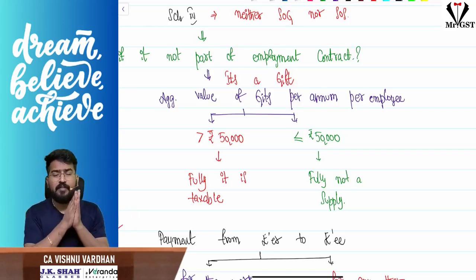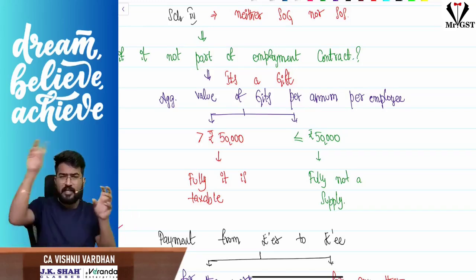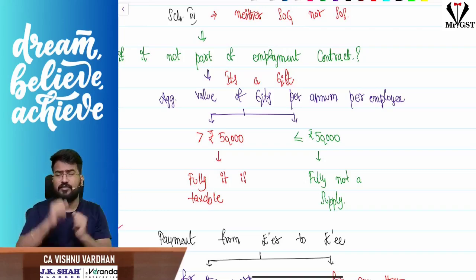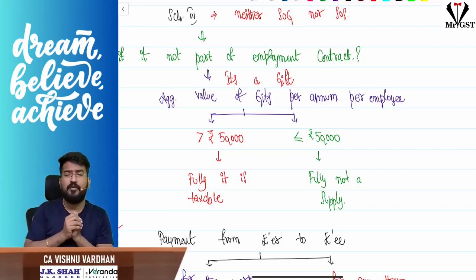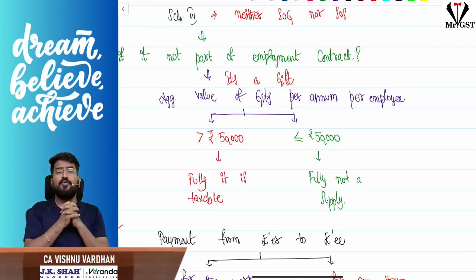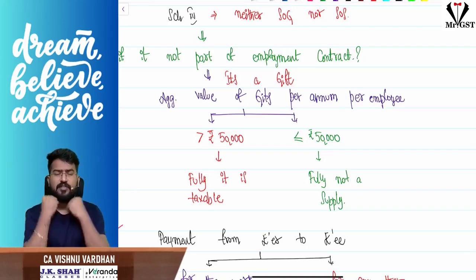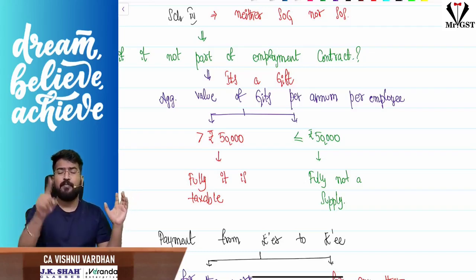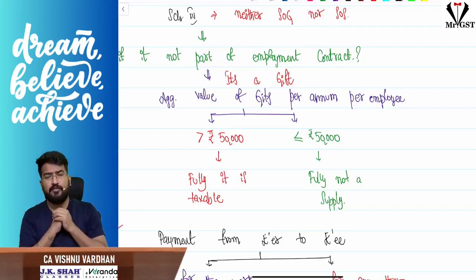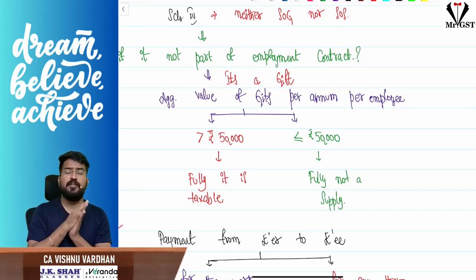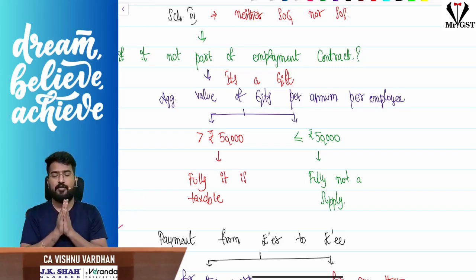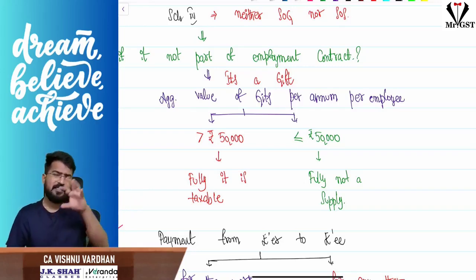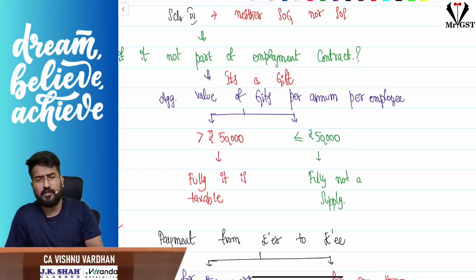But I repeat, it is the aggregate of all gifts given in the year. If you give 10,000 once, another time 5,000, another time 20,000, you add all these and see. If it exceeds 50,000, let us assume it is 70,000, then the total 70,000 becomes taxable. But if it falls within the 50,000 limit, that is less than or equal to 50,000, then it is not a supply at all. So that is the point. This is all related to the employment contract.